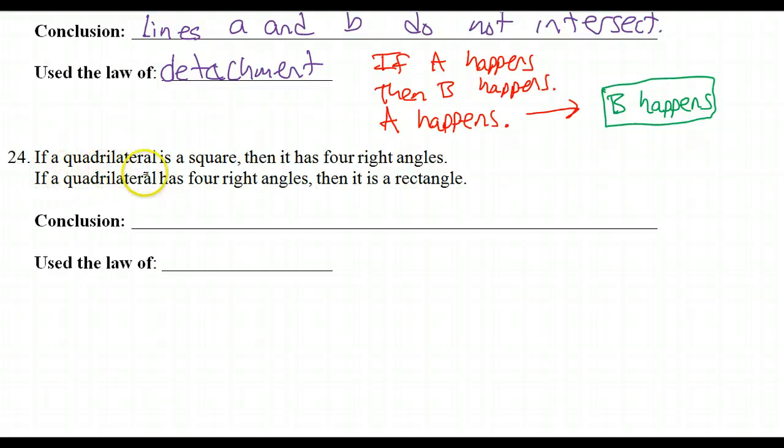If a quadrilateral is a square, then it has 4 right angles. If a quadrilateral has 4 right angles, then it is a rectangle. Do you hear how that part in the middle sort of repeats? Let's look at it again. If a quadrilateral is a square, then it has 4 right angles. Now, do you see how that green part repeats? If a quadrilateral has 4 right angles, okay, we just said that, then it is a rectangle.